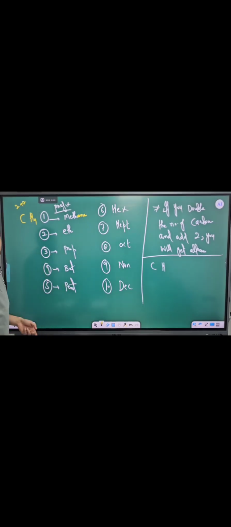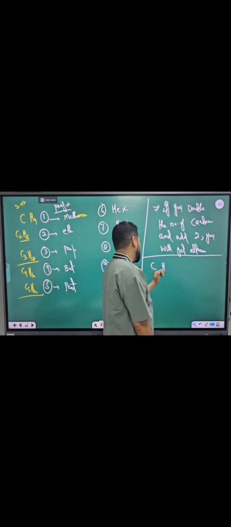In the same way, guys, if I have two carbon atoms, how many hydrogens will be there? Just double the carbon. What's the double of 2? 4. Add plus 2. It is 6. C2H6. In the same way, if I write down C3, what is the double of 3? 6 plus 2, 8. C3H8. In the same way, C4H10. In the same way, C5H12. Right, guys? That's how you get to know about the hydrocarbons.